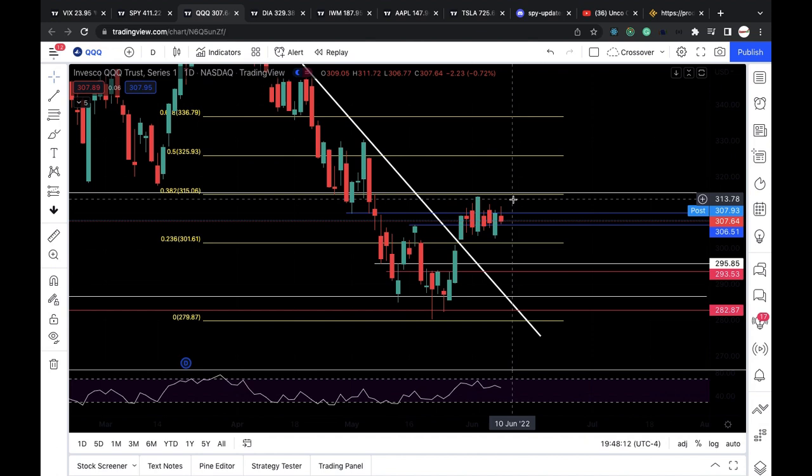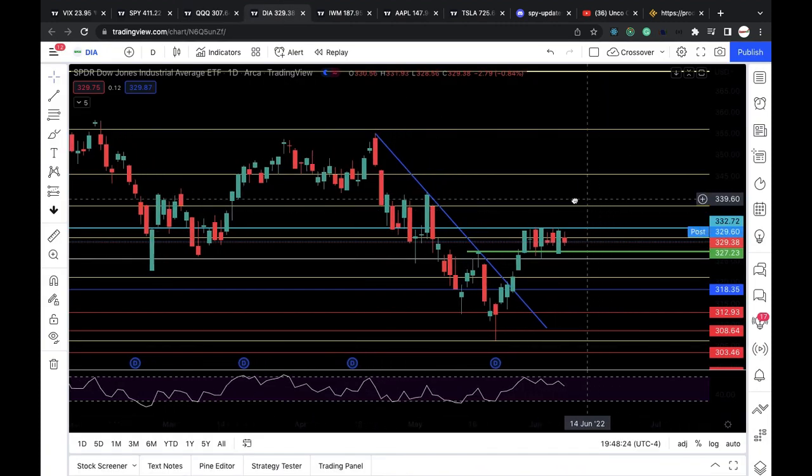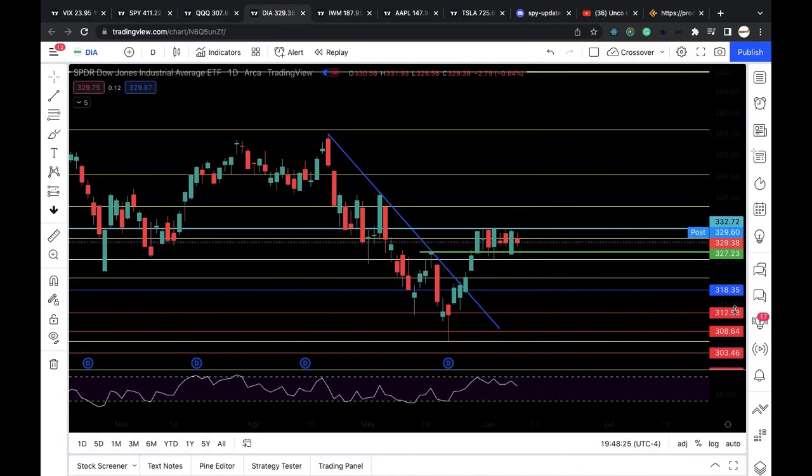I identify support and resistance levels. I buy calls when that resistance is broken. I buy puts when that support is broken. And you still got to respect your stop loss if your trade goes against you. And Dow Jones also continuing to chop.